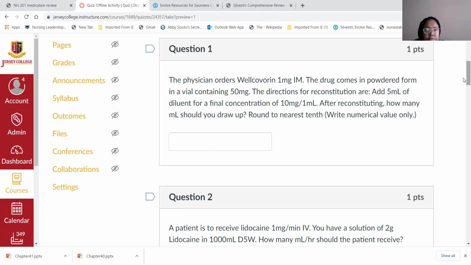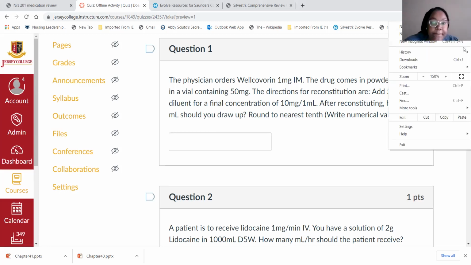Yeah, 1 mL. I got 0.1. Yeah, I did too. Because round to the nearest tenth, you would leave it the same, right? Because it's lower. Okay. Yeah, I got 0.1. Yes, I did. Yep, nearest tenth, 0.1 right there. Okay, how about the next one?